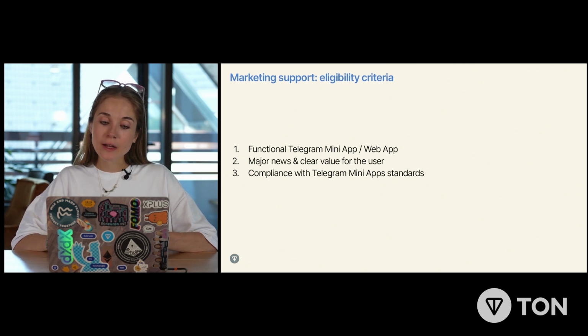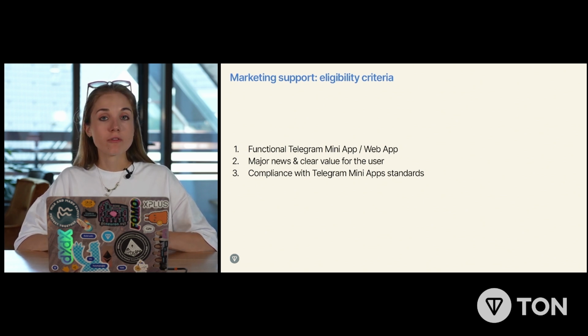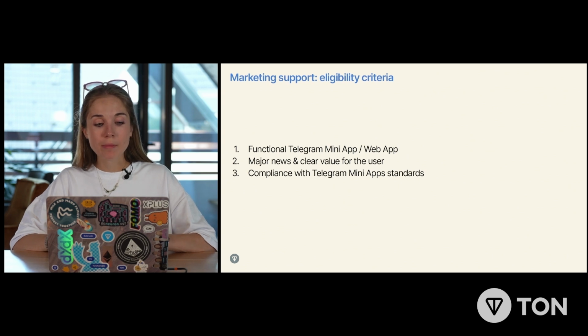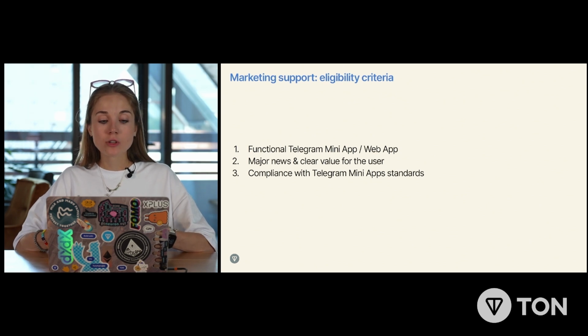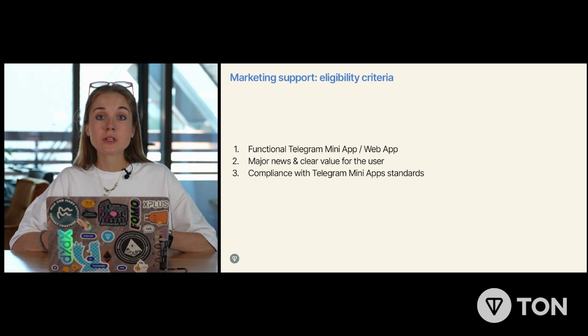ecosystem. So once again, the eligibility criteria are to have a functional Telegram mini app or a web app, to be willing to present some major news and give a very clear value to the end user, and then comply with Telegram mini app standards that you can find in a separate guide that we prepared for Telegram mini app developers in the Ton ecosystem.